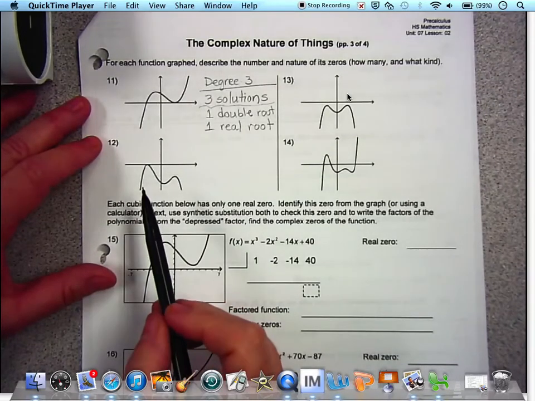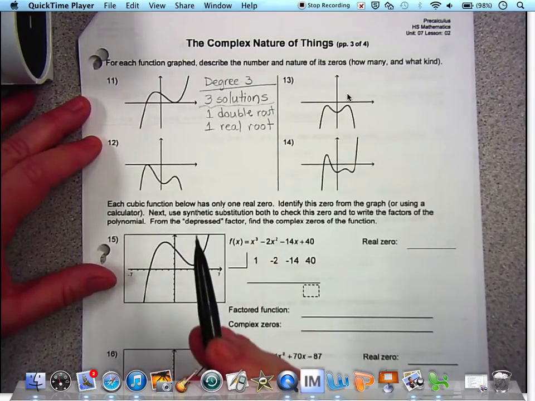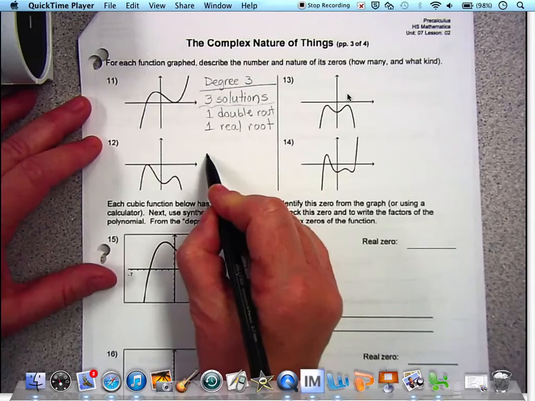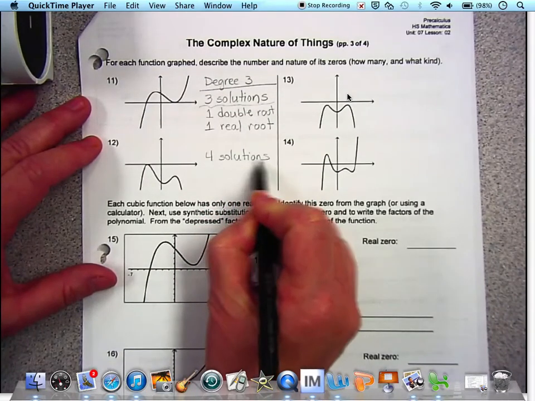How many bends? 1, 2, 3. Oh, we're on the next one. Now on the next one, 3 bends, so this is a degree of 4. So how many solutions? 4. 4 solutions.